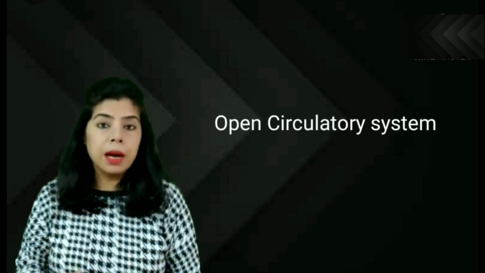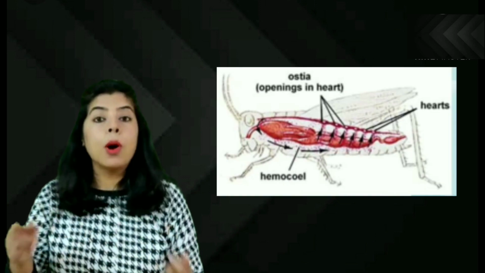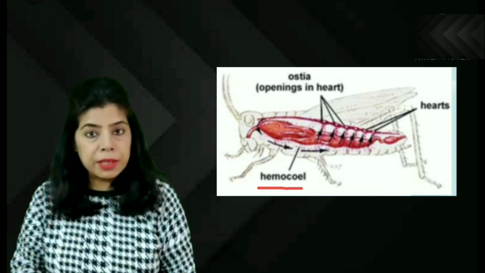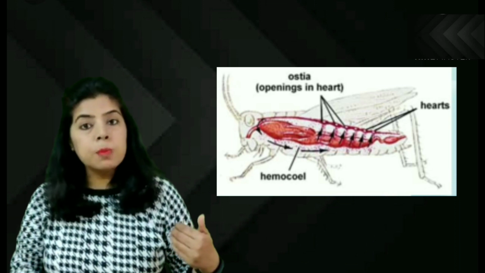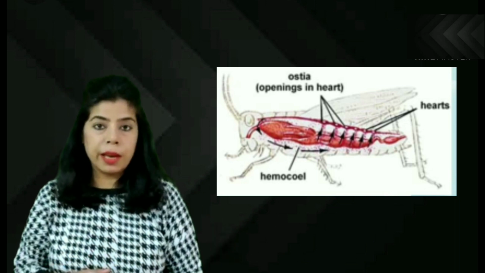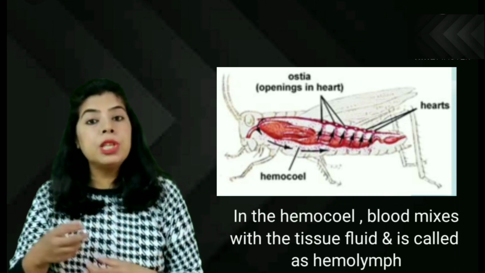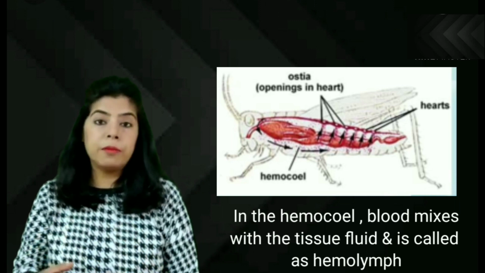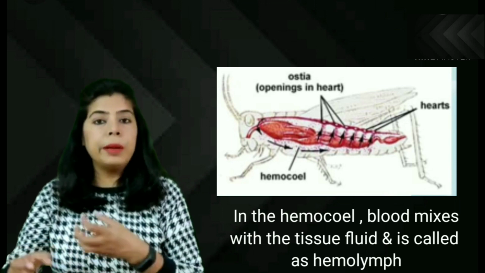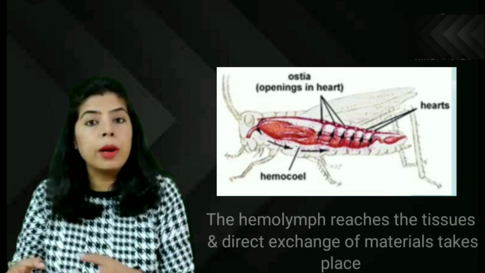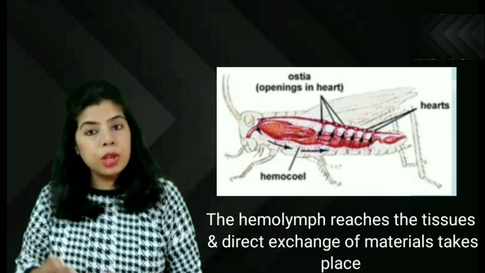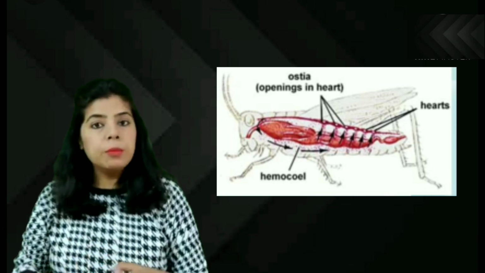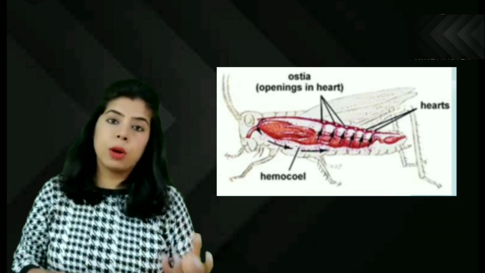Here the heart pumps the blood and the blood directly goes into the body cavity. This body cavity is called the hemocoel. There the blood mixes with the tissue fluid, the fluid which is there between the tissues, and then it is called the hemolymph. When the blood mixes with the tissue fluid, it comes in direct contact with the tissues, and there the exchange of gases and nutrients takes place. And from there the blood again enters the heart through an opening called the ostia.